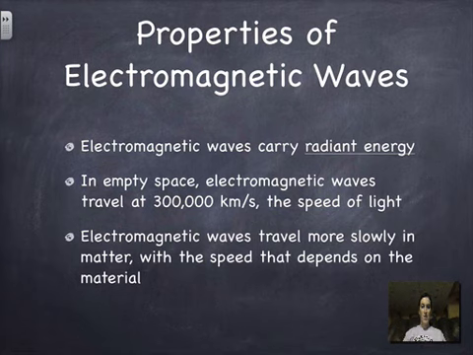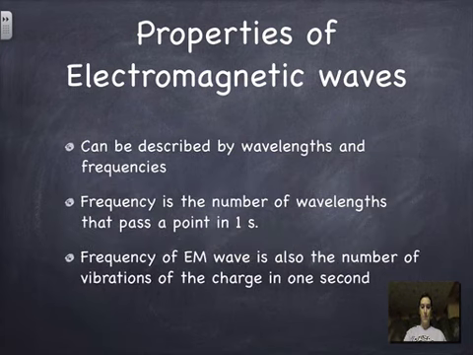So this radiant energy that electromagnetic waves can carry, it can travel at the speed of light. Electromagnetic waves travel more slowly in matter, with the speed depending on the material. So in space, it's going to be traveling really fast, but once it gets into Earth's atmosphere, it's going to travel a little bit slower.